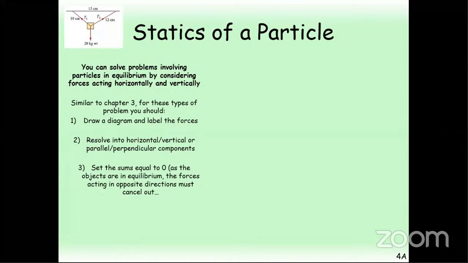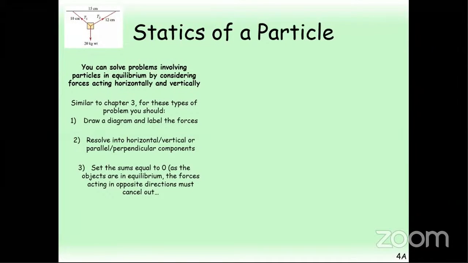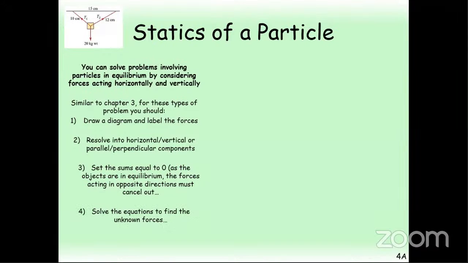to the plane. Then we set the sums equal to 0 because the object, or the particle, is in equilibrium. So the forces acting in opposite directions must cancel out. In other words, we don't expect any force or any movement of the particle. So the resultant force is 0. Then we solve the equations to find the unknown forces. So that is what we do majorly.